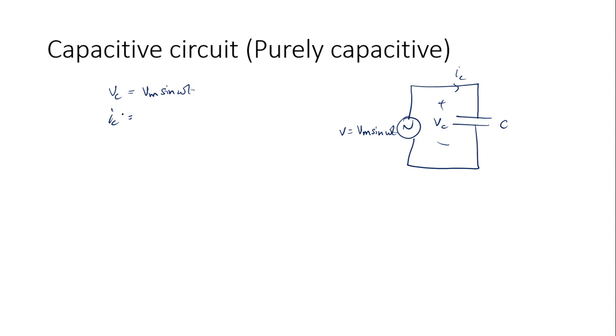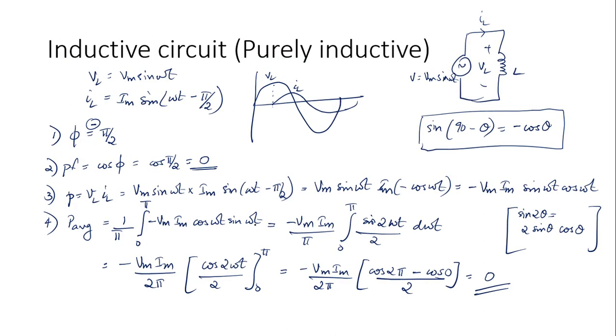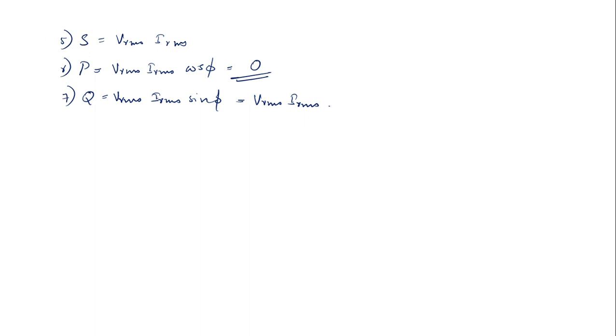Okay, so again, I'm not going to go much into the depth of this particular detail. The general equation for the current through the capacitor is Im sin omega t plus pi by 2 or plus 90. So you can see that in the case of an inductor, it was sin omega t minus pi by 2, and in the case of a capacitor, it is sin omega t plus pi by 2. So all the values in the case of an inductor and capacitor are going to be the same, except over here, instead of negative, you are going to get it as positive. Okay, so you try out finding all these parameters on your own.